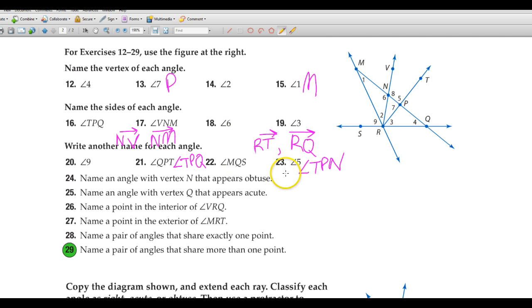Number 25, name an angle with vertex Q that appears to be acute. So acute, we want it to be less than 90. So vertex Q, on this side, we would be measuring obtuse, greater than 90, but on this side here, angle 4 would be a good answer.